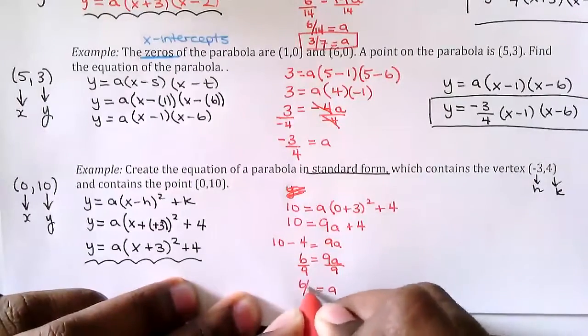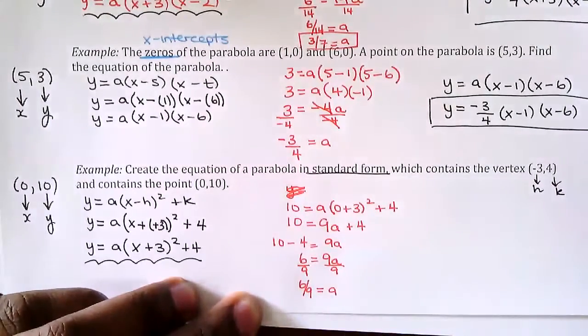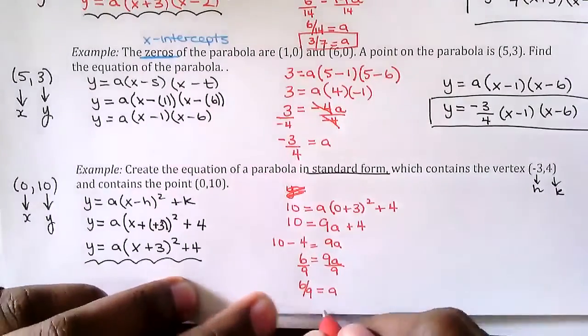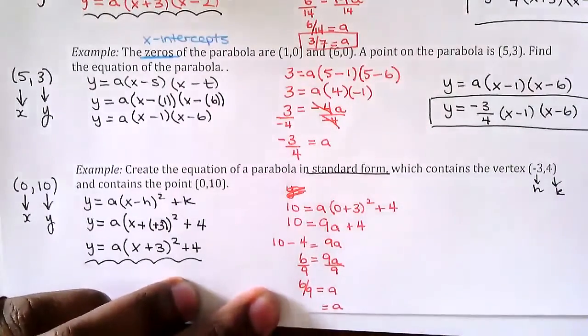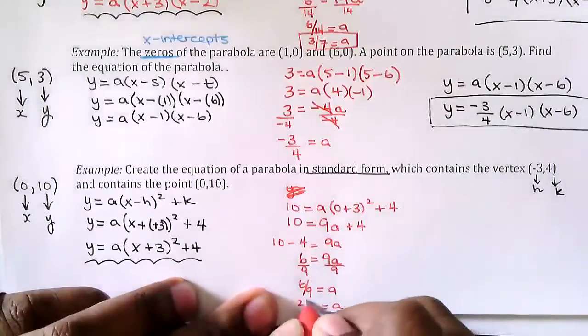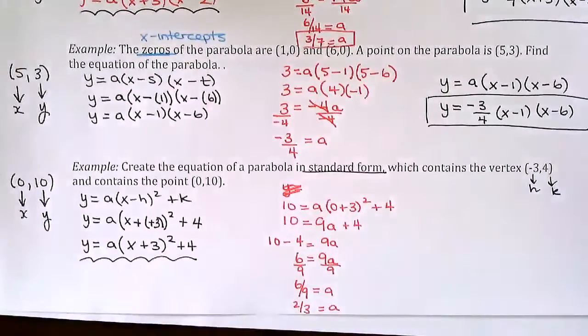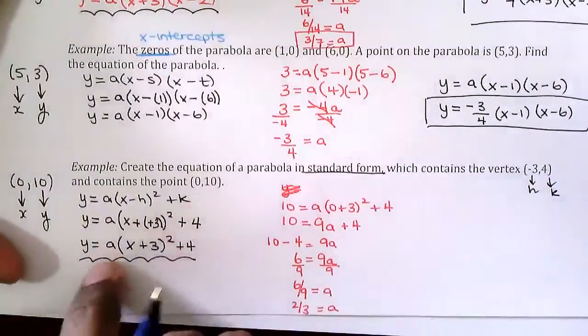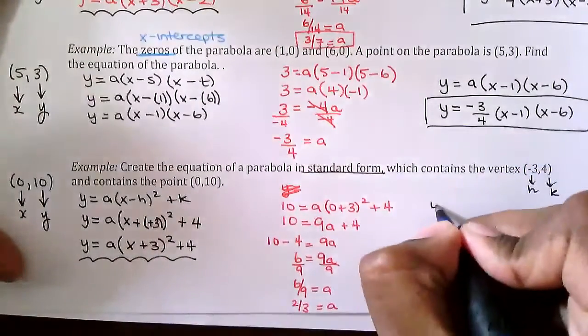So I have a is equal to 6 over 9. And again, you want to simplify as much as possible, so I can divide the numerator and denominator by 3 to give me 2 over 3. So now that I have my specific a value, I can plug it back into the skeleton that I had here, so the family of equations.